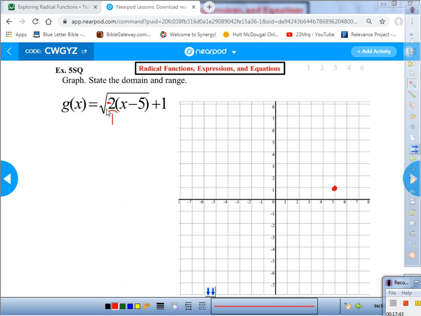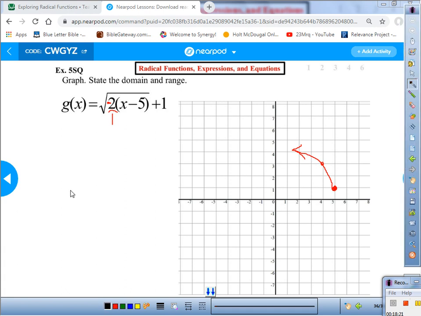But this is not a regular one because it has a negative inside of the radical. Tell your neighbor what's going to happen now that it has a negative inside of the radical. Go 2 up and 1 to the left. That is correct. It's going to reflect about the y-axis, or it's going to reflect like this. Imagine there was a y-axis right there to the other side. How are we doing? You guys see it? Yes? All right.